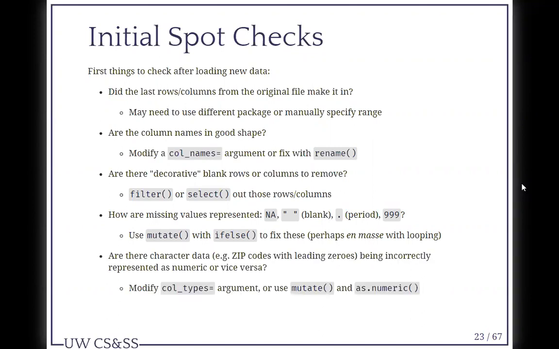Also, are there character data, things like zip codes with leading zeros, being correctly represented as character or numeric, or vice versa? I seem to recall in the flights data, there were a lot of times that had leading zeros, and if you manipulated them, those leading zeros would go away because it was on 24-hour time and was like midnight 30. Modify the col_types argument or use mutate with as.numeric. These kinds of things will help alleviate those problems. That's kind of the gist of spot checks for me.